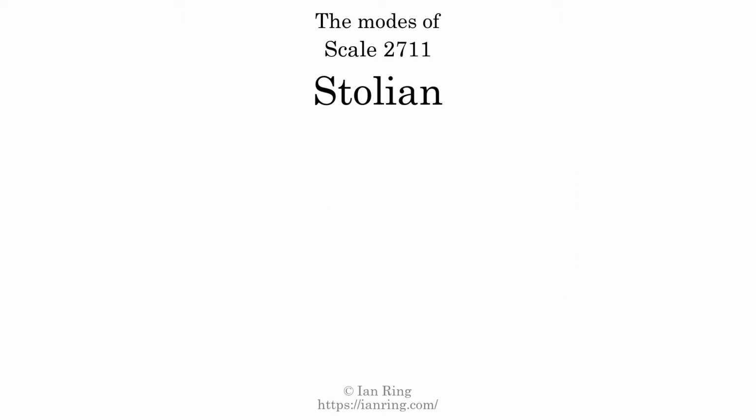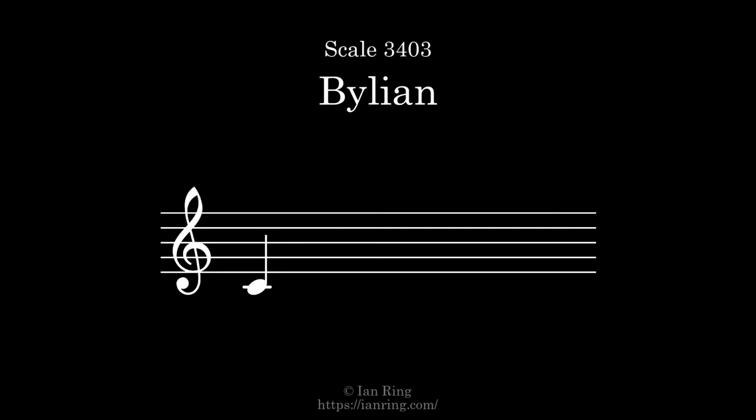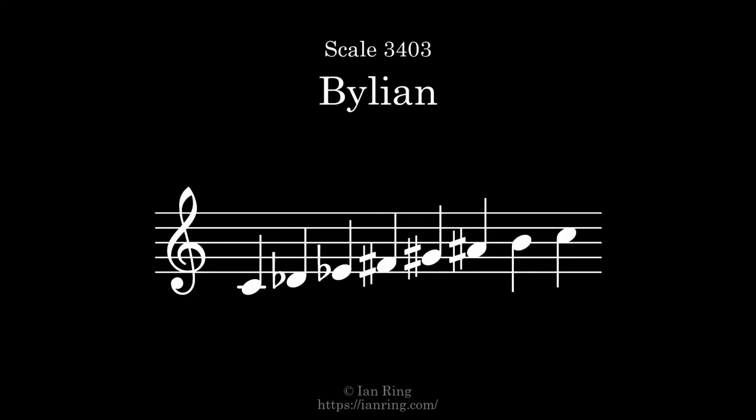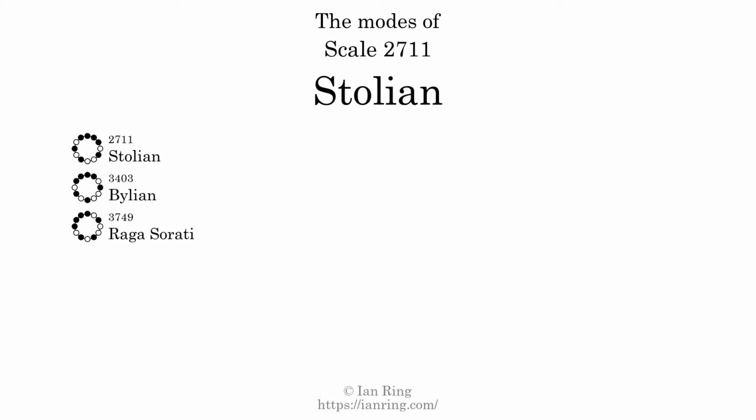This scale has 7 modes. The first mode is itself. The second mode is scale 3403, also known as Stolian. It sounds like this. The third mode is scale 3749, also known as raga surati. It sounds like this.